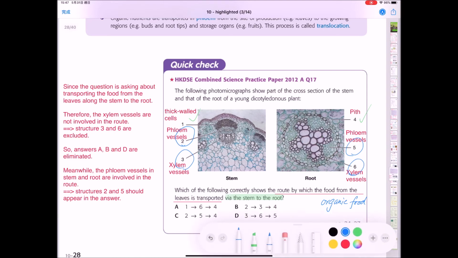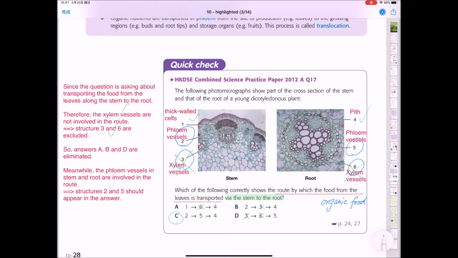And then that's why for the structure 3 and 6, okay, they will be excluded because they are the xylem vessels. And xylem vessels are responsible for transporting water and minerals. So that's why number 3 and number 6 are incorrect. So number 6, bye-bye. Number 3, bye-bye. And then that's why the final answer should be 2, 5, 4.